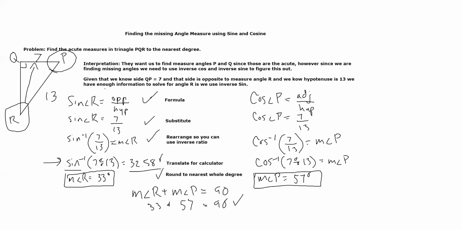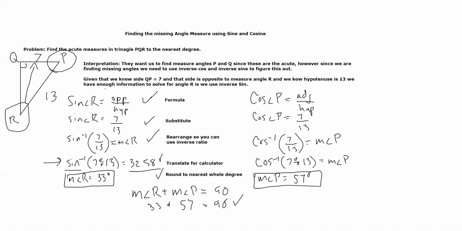Okay, so I know that measure angle R now is 33 degrees. So what? Well, there's a shortcut to figure out what the other angle is, but I'll explain that later. Why don't we figure out what it is based off of cos? So cos of measure angle P is adjacent over hypotenuse.